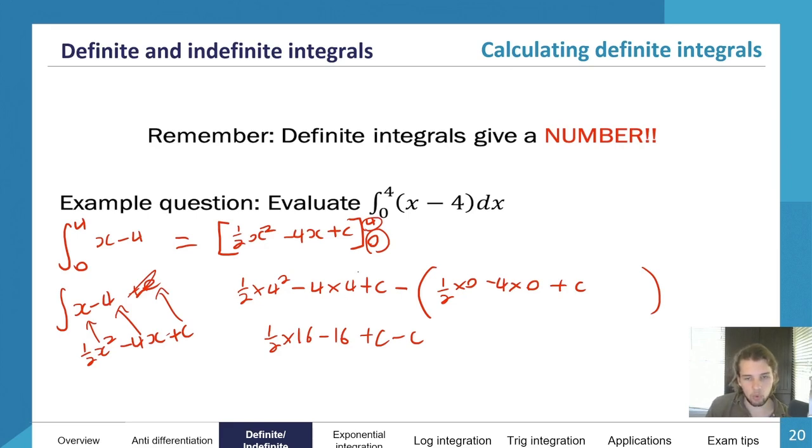So we could even go through and just remove all instances of c existing in here. So this is what we end up with. We end up with 8 minus 16 is equal to minus 8. So that's our result. That's our definite integral.